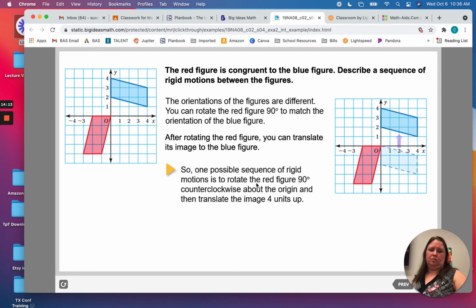1, 2, 3. Translated up 4 units, because I would have to go from this point to this point. Oh yeah. Silly me. So it translated 4 units up. Any questions? All right, go do the next try it.